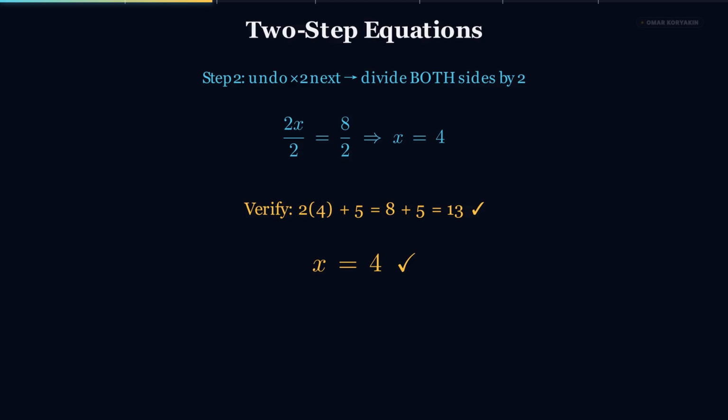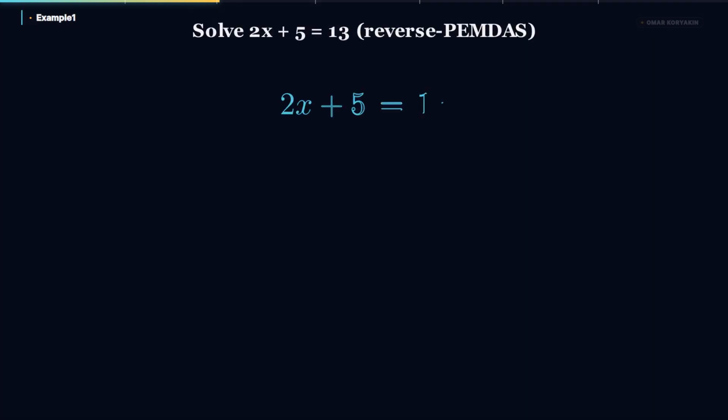Verify by substitution. 2 times 4 plus 5 equals 8 plus 5 equals 13. The original equation balances, so the solution x equals 4 is verified. Here is the first worked example. Solve the linear equation 2x plus 5 equals 13.